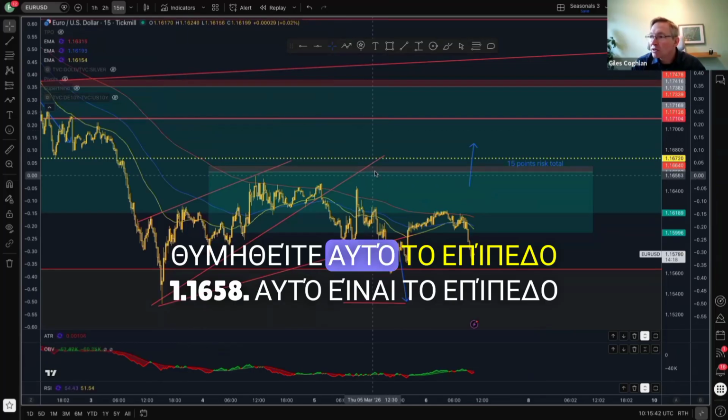Take care. Remember this 1.1658 level. That's the level for today.